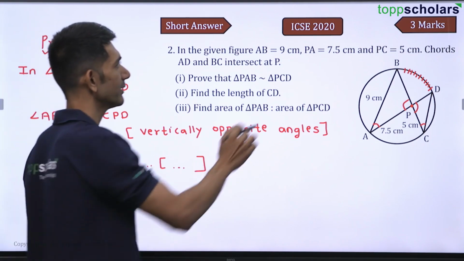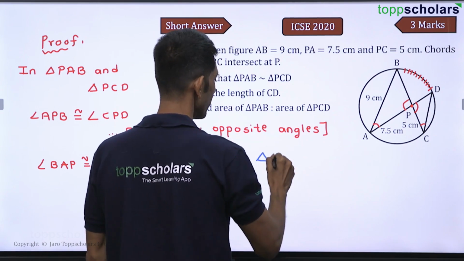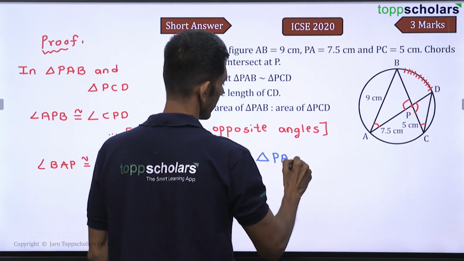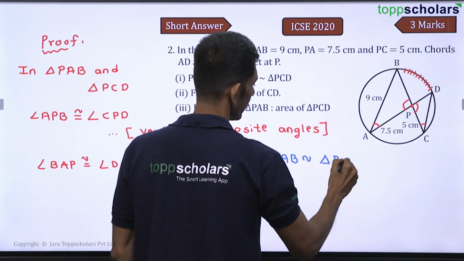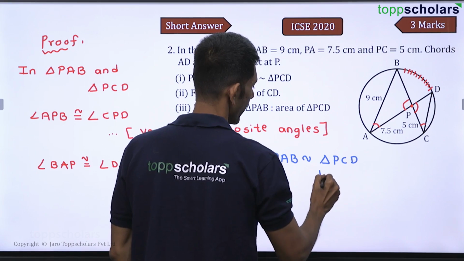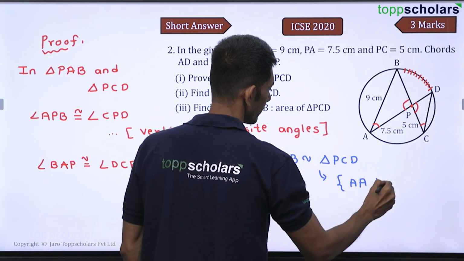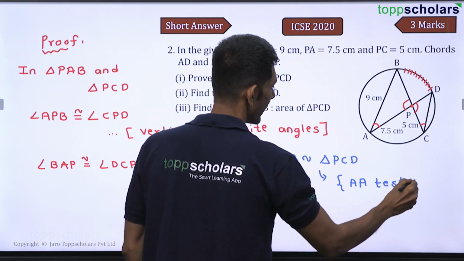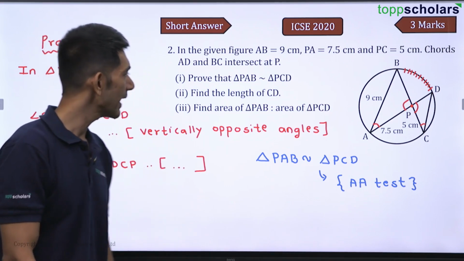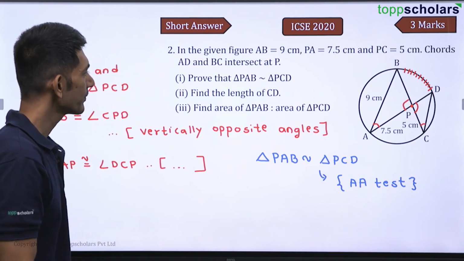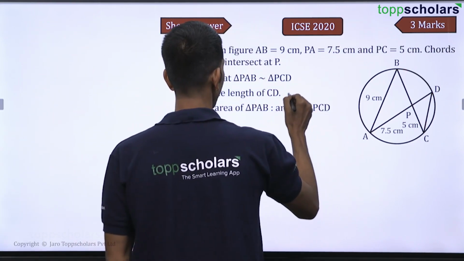So now can I say that the two triangles, that is triangle APB or PAB, is similar to triangle PCD by AA test. But please write down AA test of similarity, not congruency. So they are similar by AA test of similarity. So the first part is done, easy. The two triangles are similar, proved. Now let us focus on finding the length of CD.